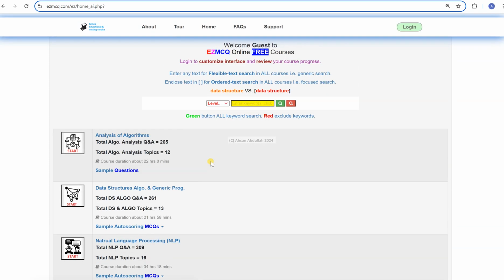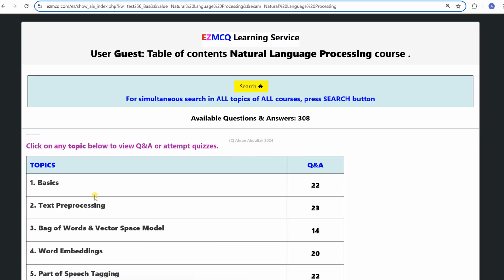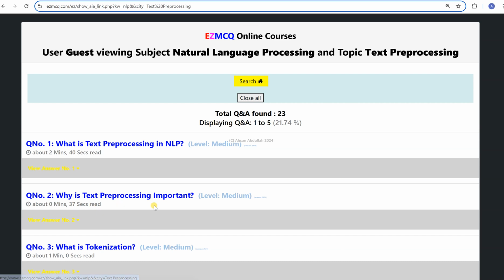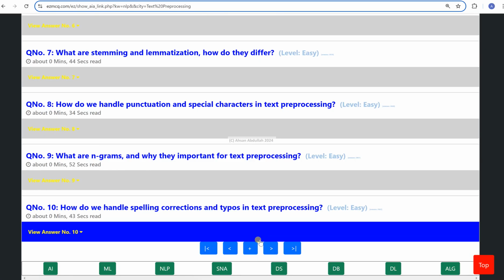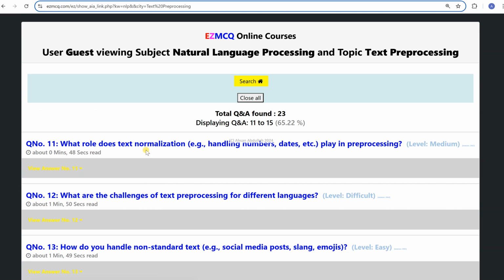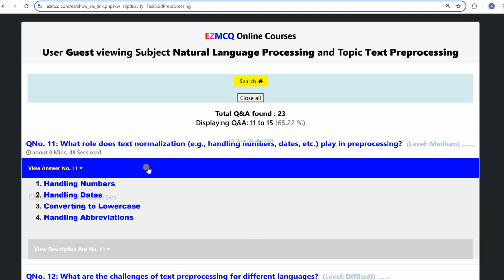So we focus on the course of our interest, natural language processing, and we go to text pre-processing, and we have already covered the first 10 questions and answers. So we go on to the 11th question and answer. What role does text normalization play in pre-processing? What is the significance of text normalization?